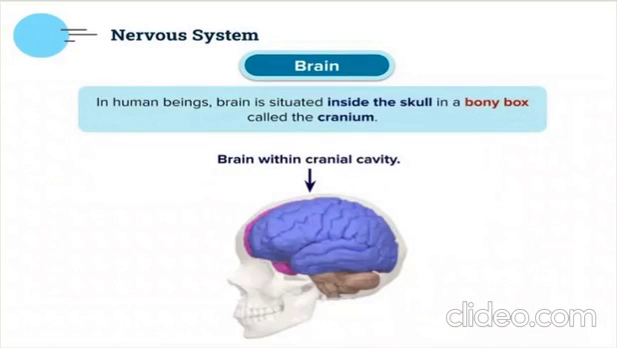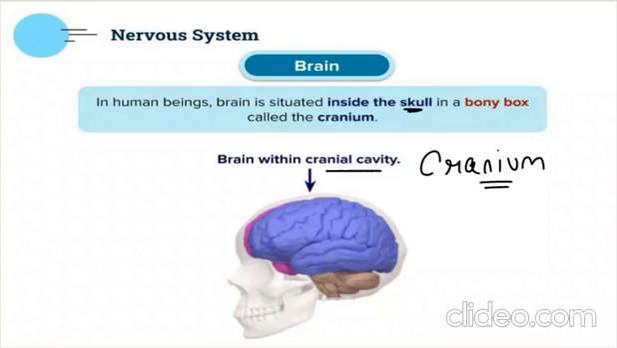Now in human beings, where is the brain? We all know, a super easy question. The brain is located at the top, in the skull, in a bony box known as the cranium. So in the skull there is a box-kind of structure known as cranium, and the brain is within that cranial cavity. You might have studied what is cranium, skull, in your younger standards.